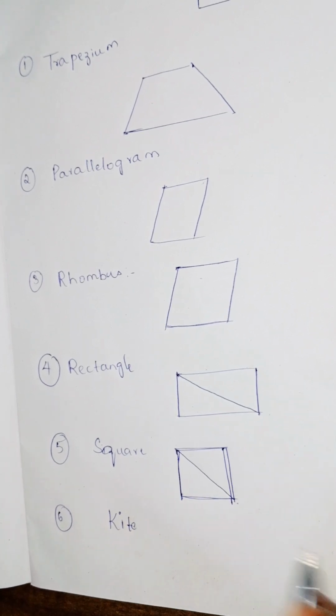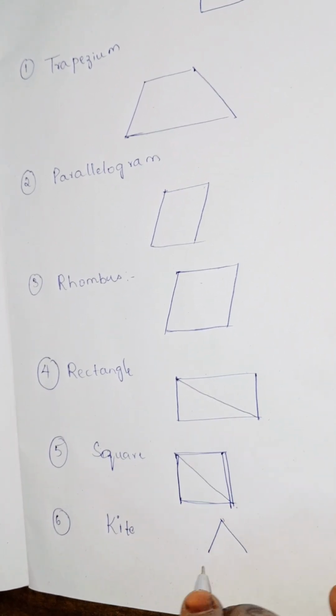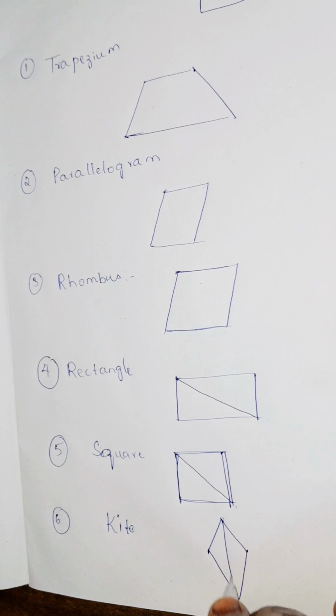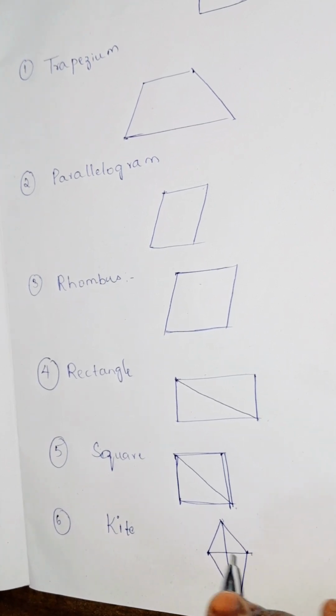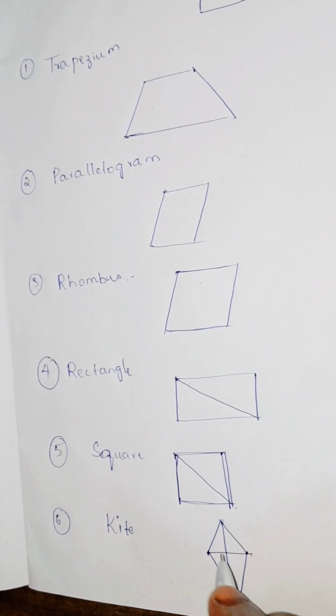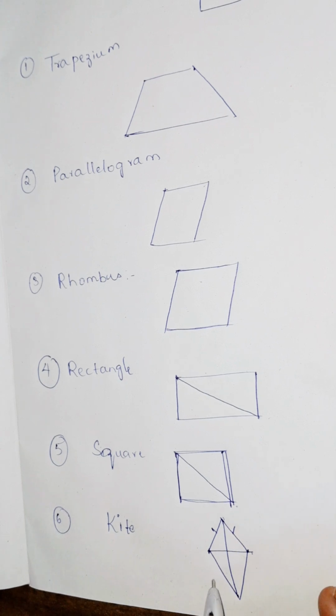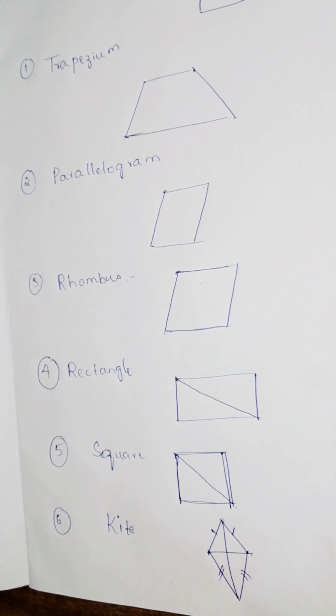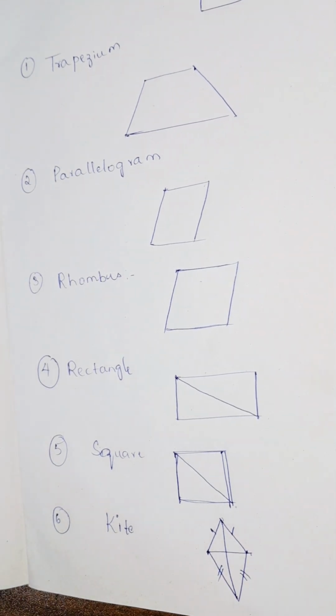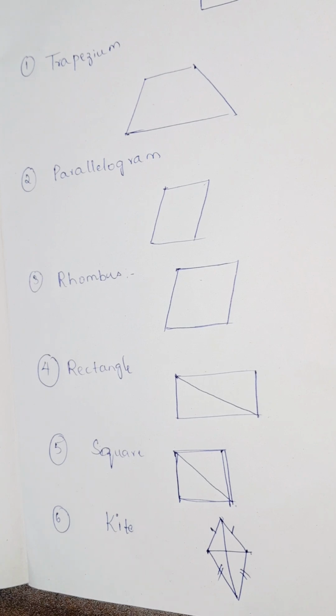The next is kite. We must have seen a kite, right? It will be in this form. In this, two pairs of adjacent sides will be equal. This side will be equal to this, and this side will be equal to this. So this is a kite. These are the important figures which you need to understand before starting the exercises.